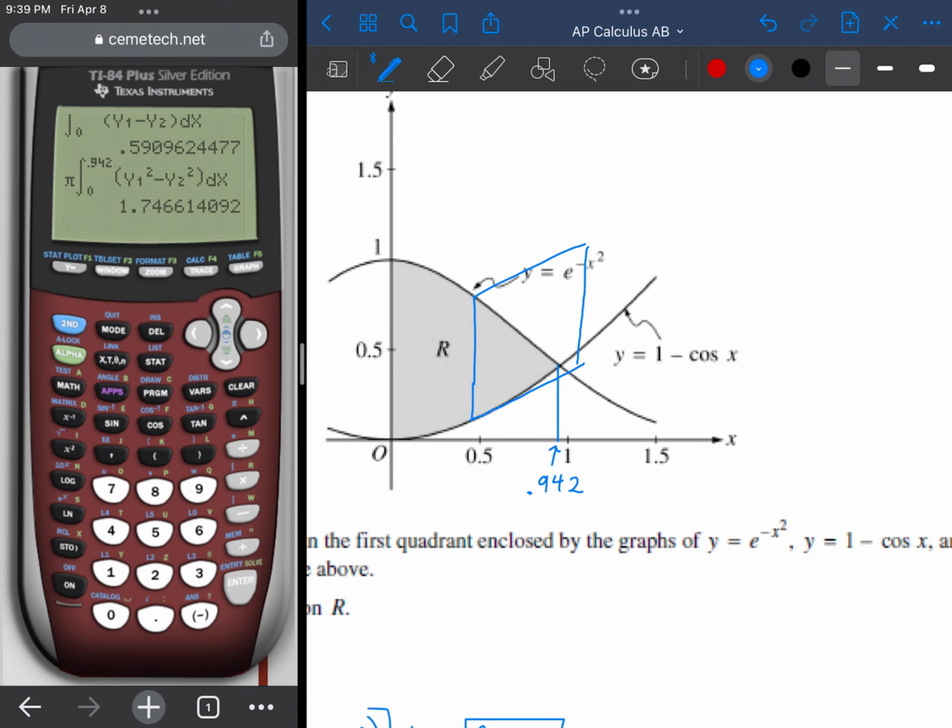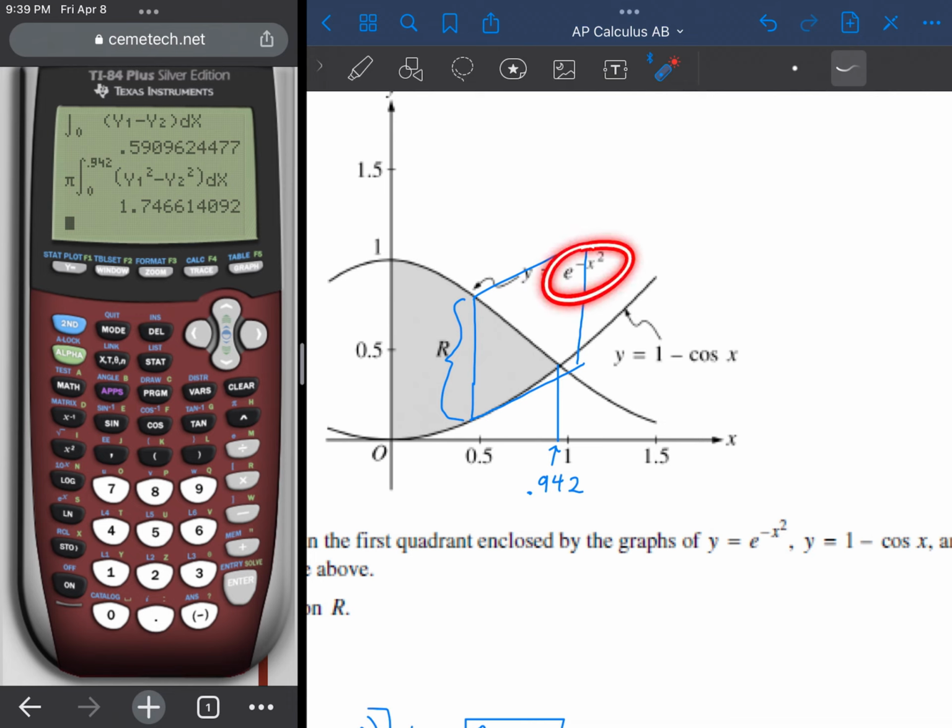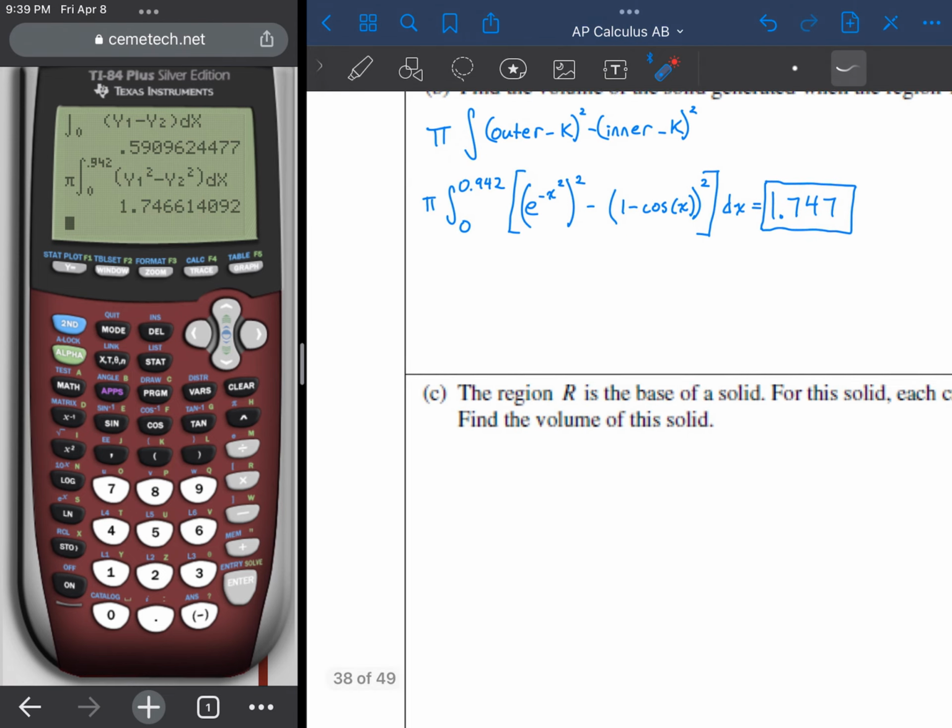And I need to ask myself, well, first of all, what is this length? This length is going to be the top minus the bottom. This is always going to be our e to the negative x squared minus 1 minus cosine of x. And that's this length. And because this length and this length are the same, this length will also be e to the negative x squared minus 1 minus cosine of x. So I know the area of that square, and I can go ahead and do that down here.